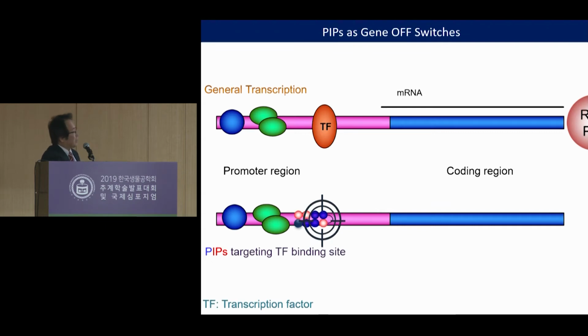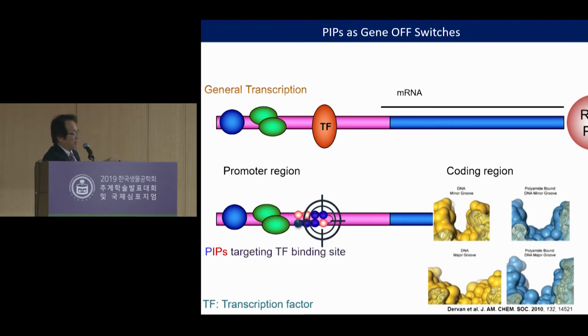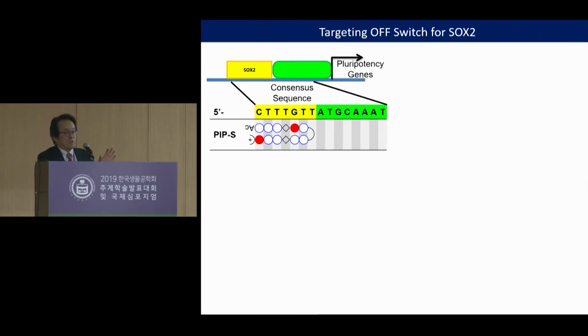So this is a crystallographic analysis of the minor groove. As you can see, after polyamide binding, the minor groove gets wider. As a result, the major groove gets narrower, and therefore, binding of polyamide to the minor groove inhibits transcription factor binding. And I'd like to show one example of an off-switch. This is a SOX2 inhibiting polyamide.